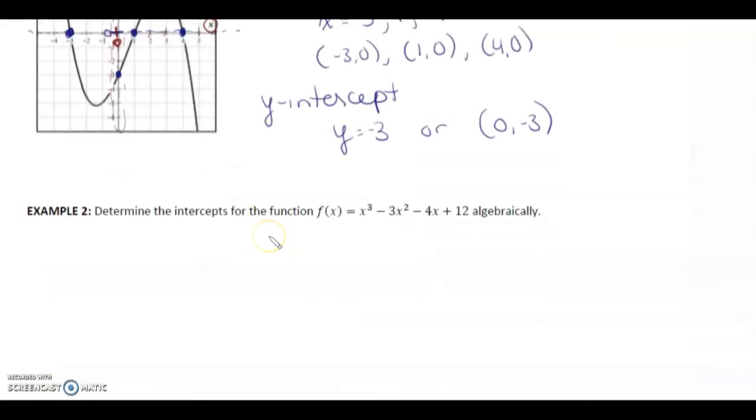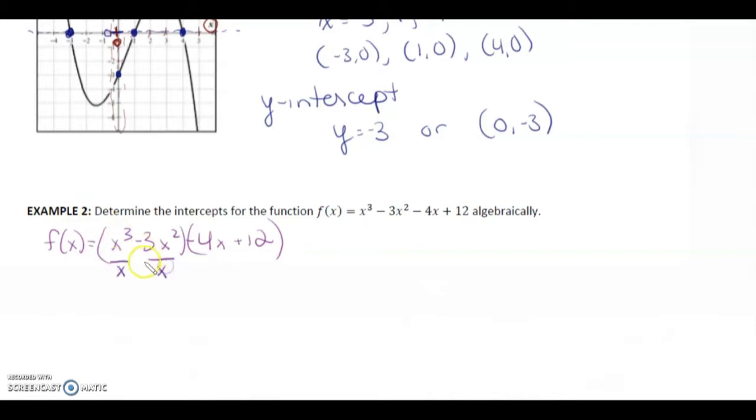All right, determine the x-intercepts for this function here algebraically. So let's write this out. f at x, and I always rewrite these, x cubed minus 3x squared minus 4x plus 12. Okay, so there are 4 terms here. This is not going to happen in like the second, third units, but for now, this is factor by grouping. So because there are 4 terms, we want to group the first 2, group the second 2, and then we can do common factoring 3 times.